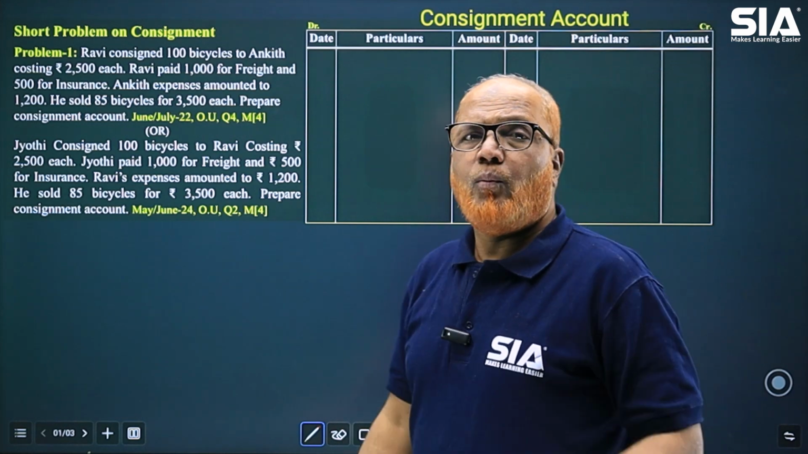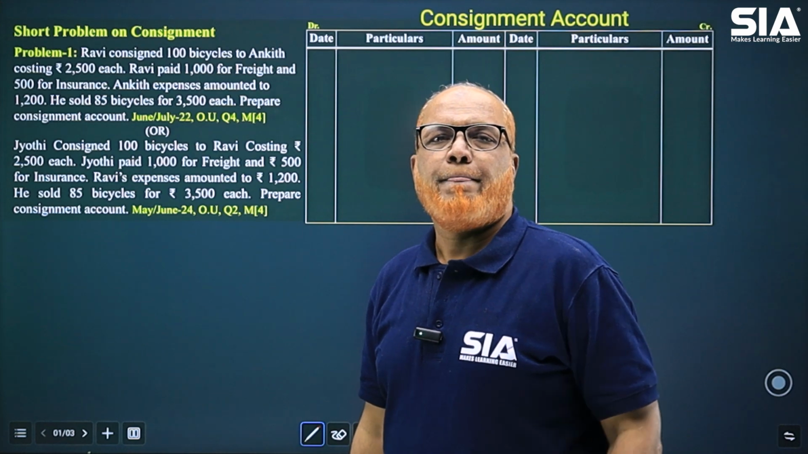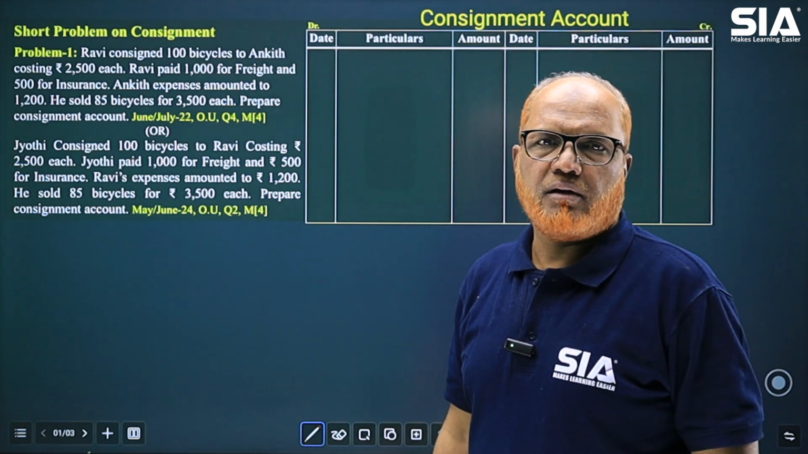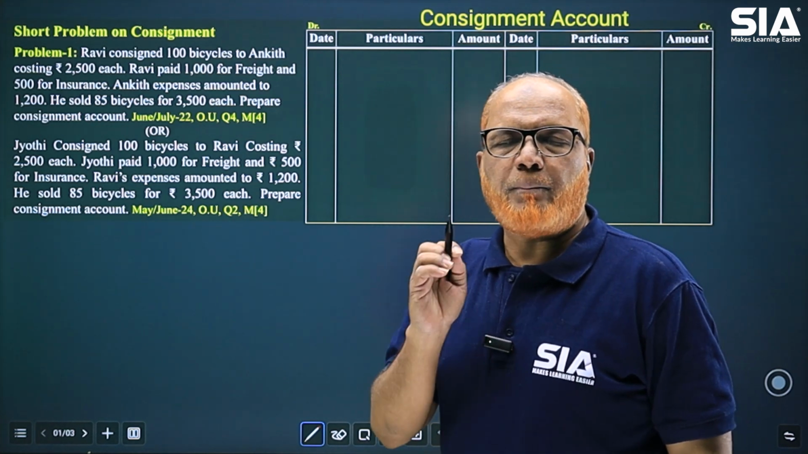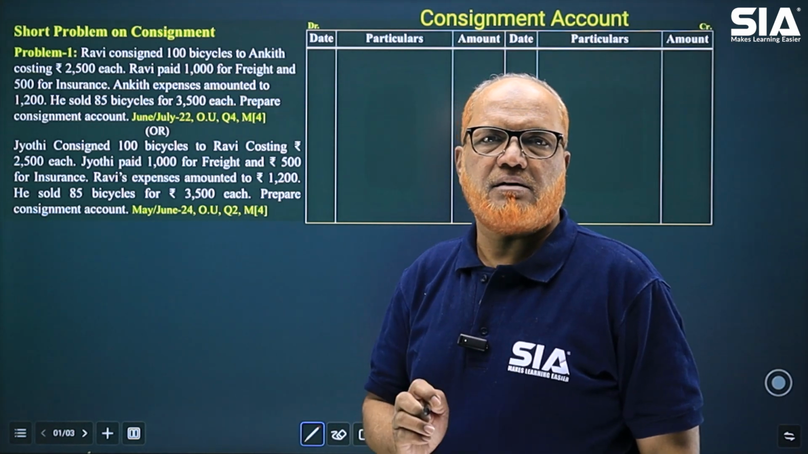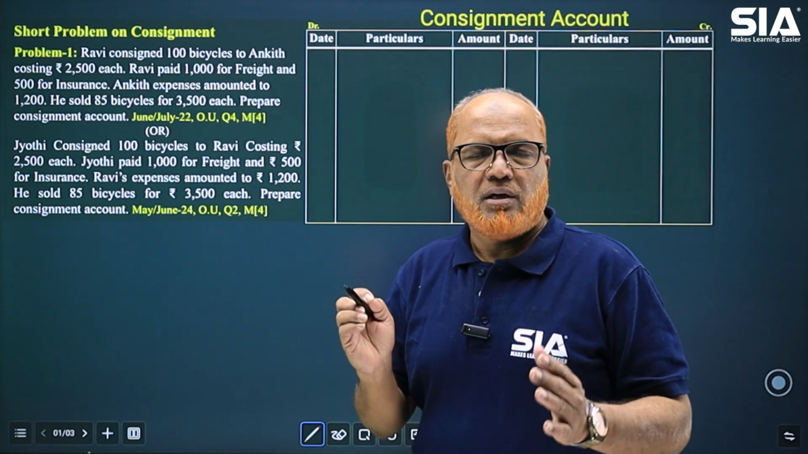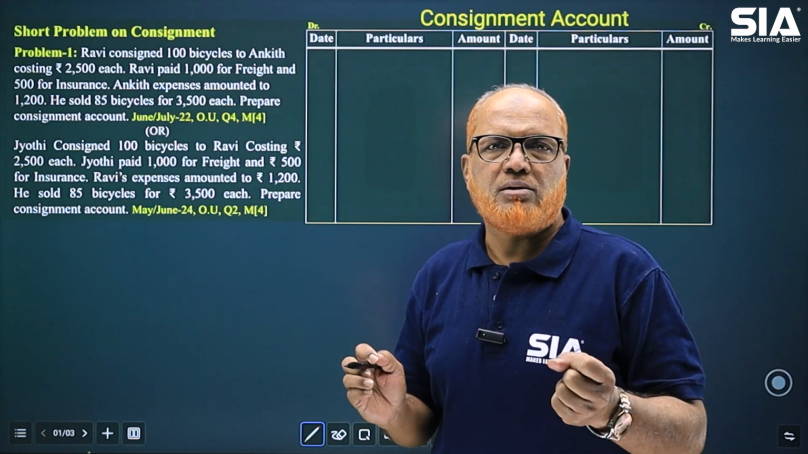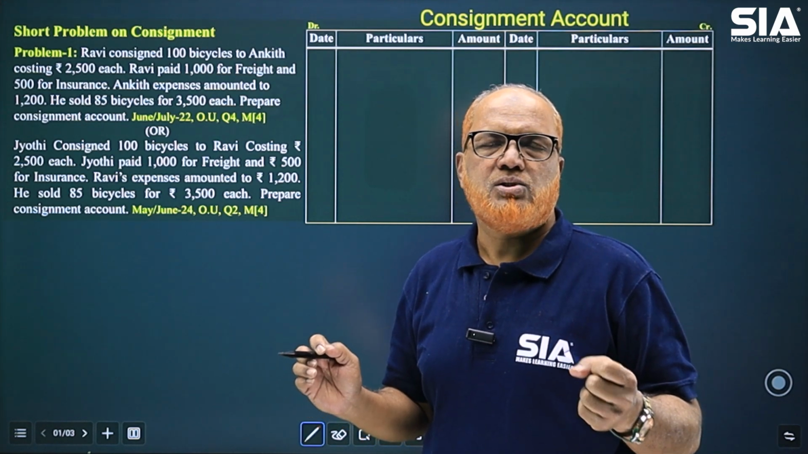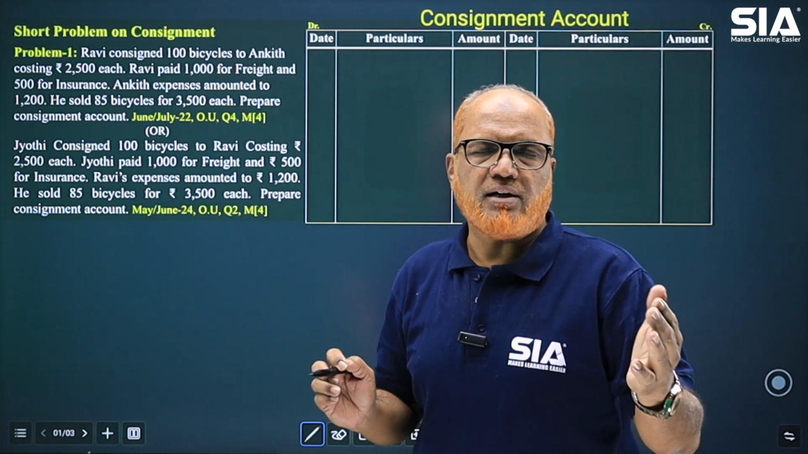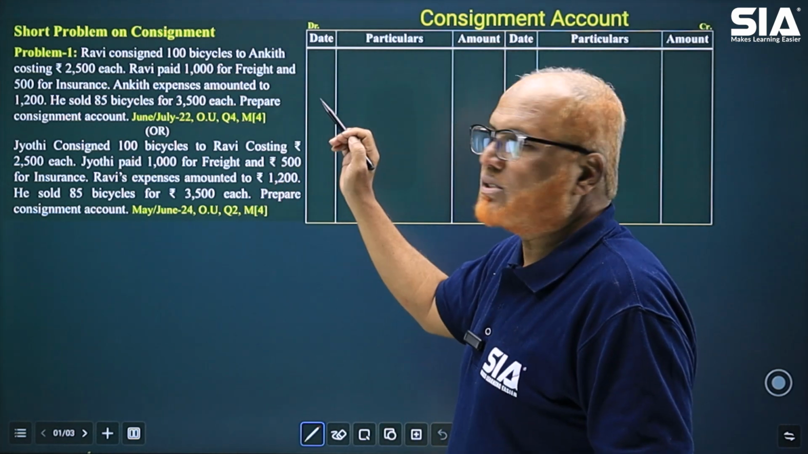First of all, when goods are sent on consignment, the entry will be consignment account debtor to goods sent on consignment. Remember, if you are perfect in entries, then easily you can make the ledger account. So journal entries are the foundation stones for complete accounting. So first entry, when goods are sent on consignment, entry will be consignment account debtor to goods sent on consignment.